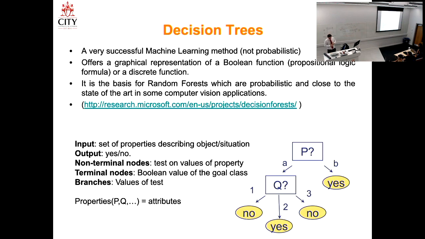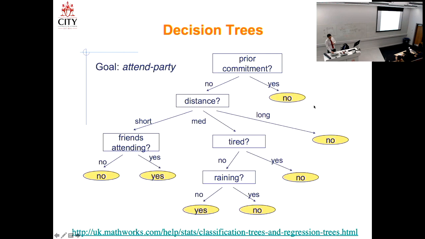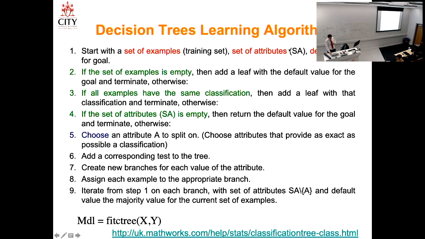So the other classifier is the decision tree. They are based on a bunch of decisions that the code has to make. So they have input, output, non-terminal nodes, terminal nodes, and branches. It's a simple example. You are going to a party. Do you have a prior commitment? Yes or no? Distance, long, short. So you make a decision based on a set of decisions that you need. So decision trees, this is the idea.